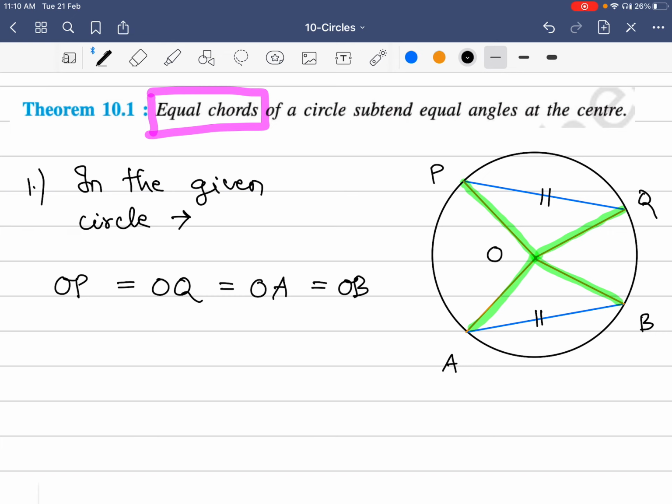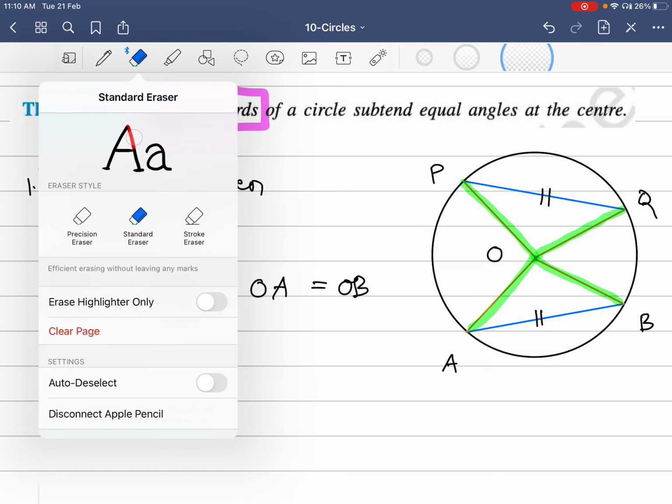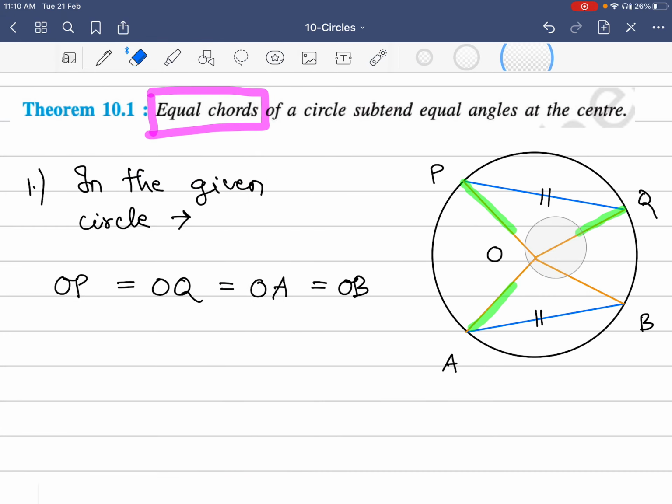So OP is equal to OQ, which is equal to OA, which is equal to OB. All these four line segments are radii of the circle. They start from the center of the circle and go to the endpoint on the circle. So this is the very definition of the radius of a circle. So I'm just going to erase this. All these four line segments, which are radii of the circle, are equal to each other.